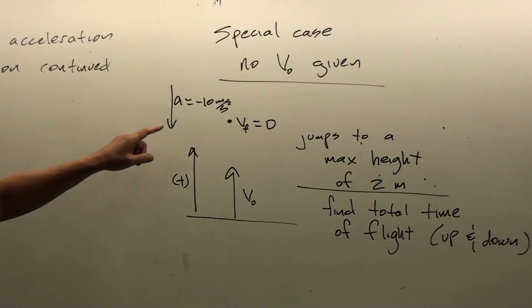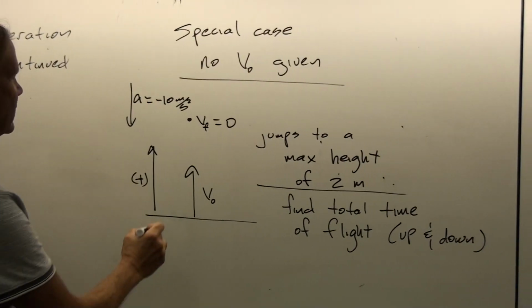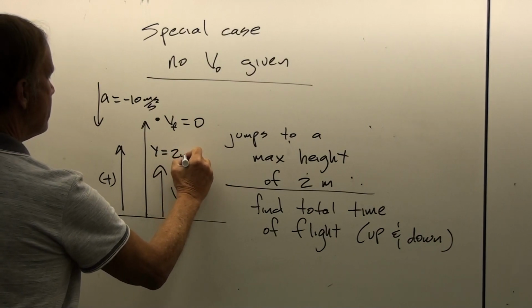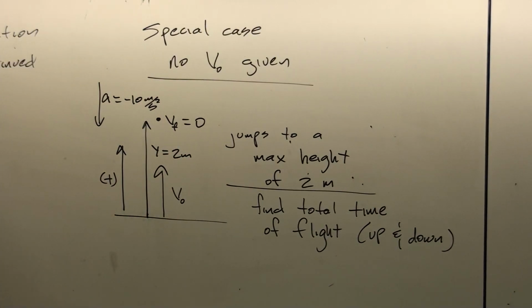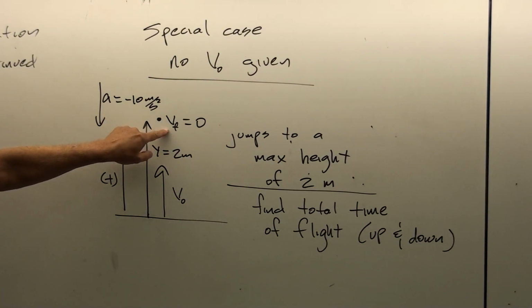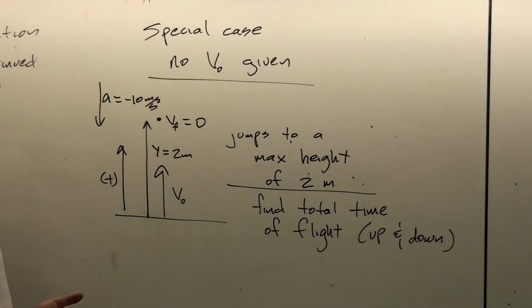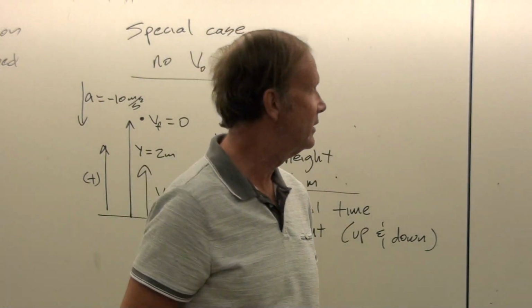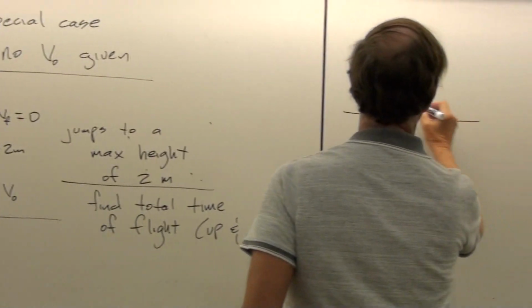Okay? So here we know that the maximum height, y, is 2 meters. So I'm drawing all these vector quantities in. I've got a final velocity of 0 and acceleration of minus 10. So it looks like we should be okay because we know 3 out of 5. Let's set up our table of knowns and unknowns.